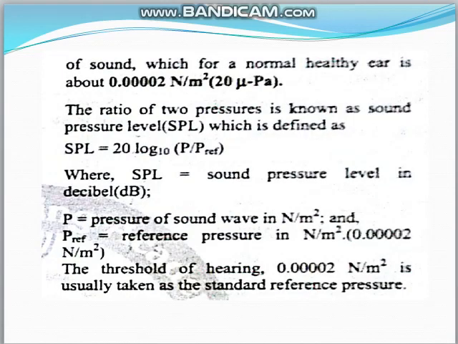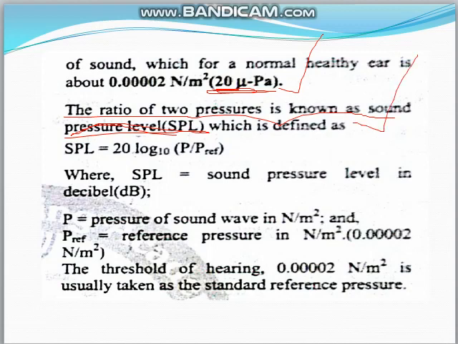Next, the normal threshold of hearing for a healthy ear is about 20 micropascals. The threshold of hearing is nothing but 20 micropascal. The ratio of two pressures is known as sound pressure level, SPL, that's nothing but the sound pressure level.